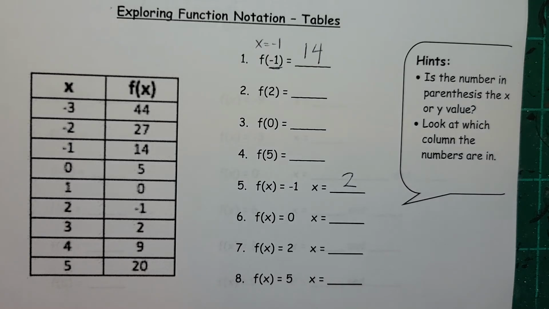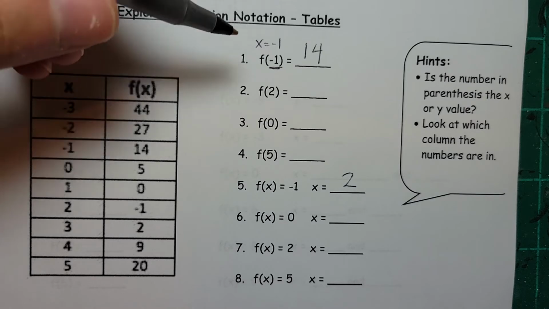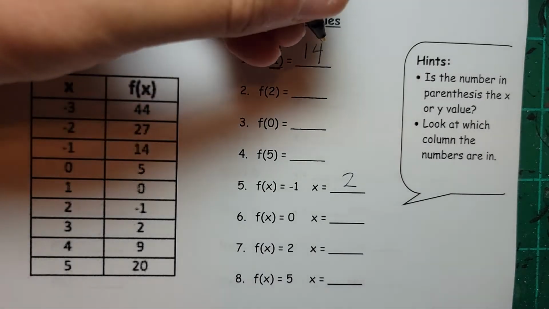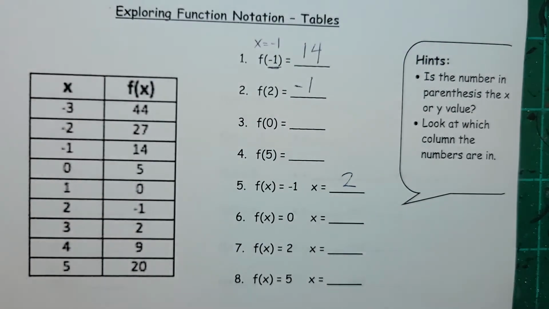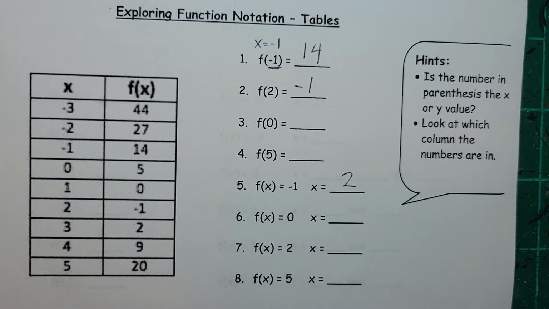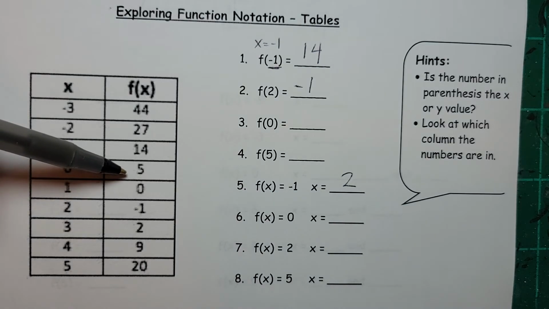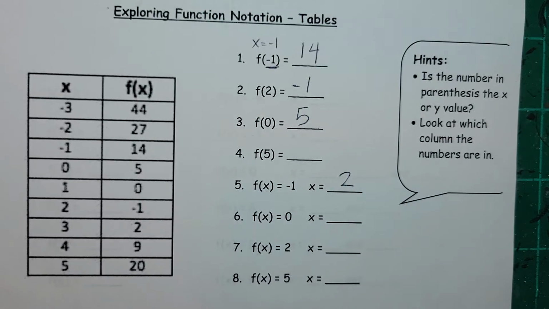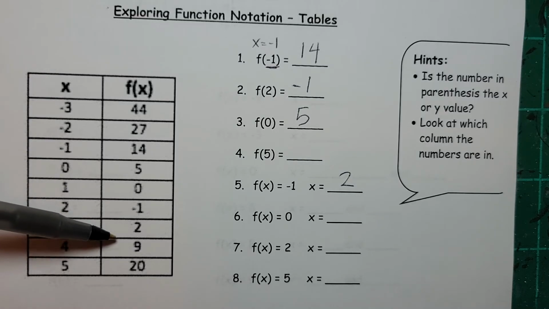So for number 2, it says f of 2. So f of 2, so when x equals 2, y equals -1. And next is f of 0. So when x equals 0, f of x equals 5. Next it says f of 5. So when x equals 4, y equals 9.